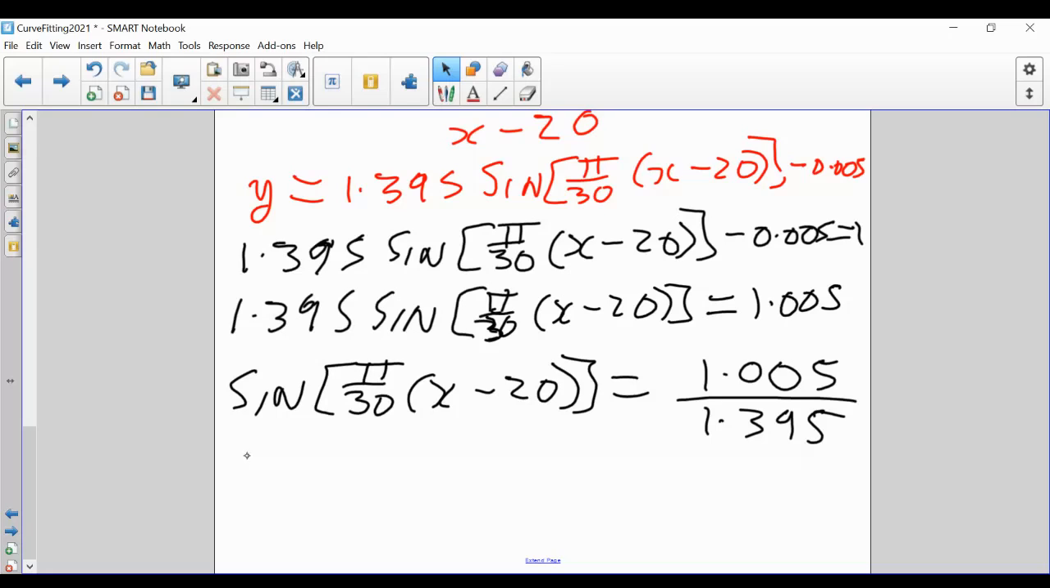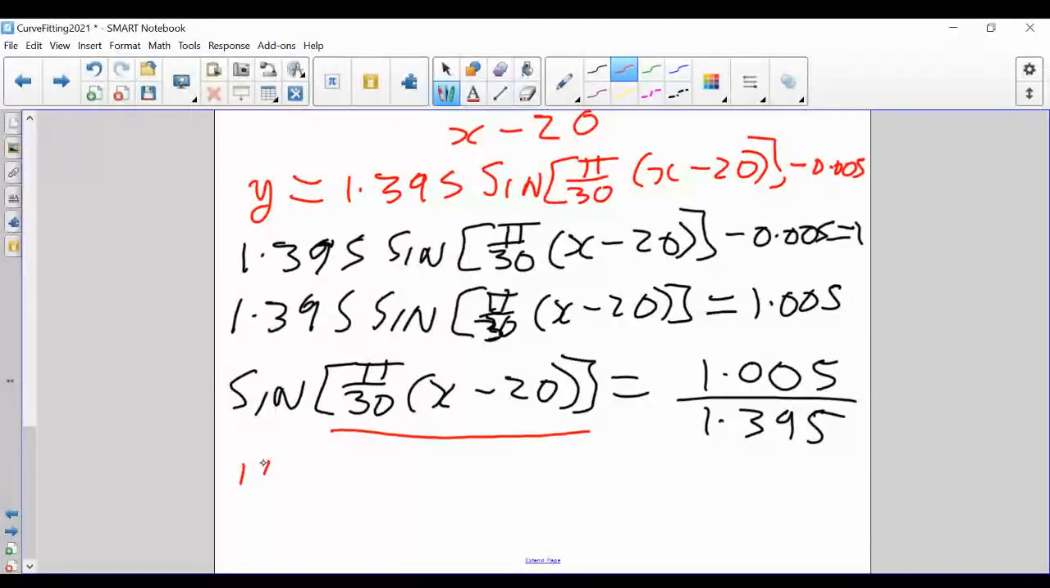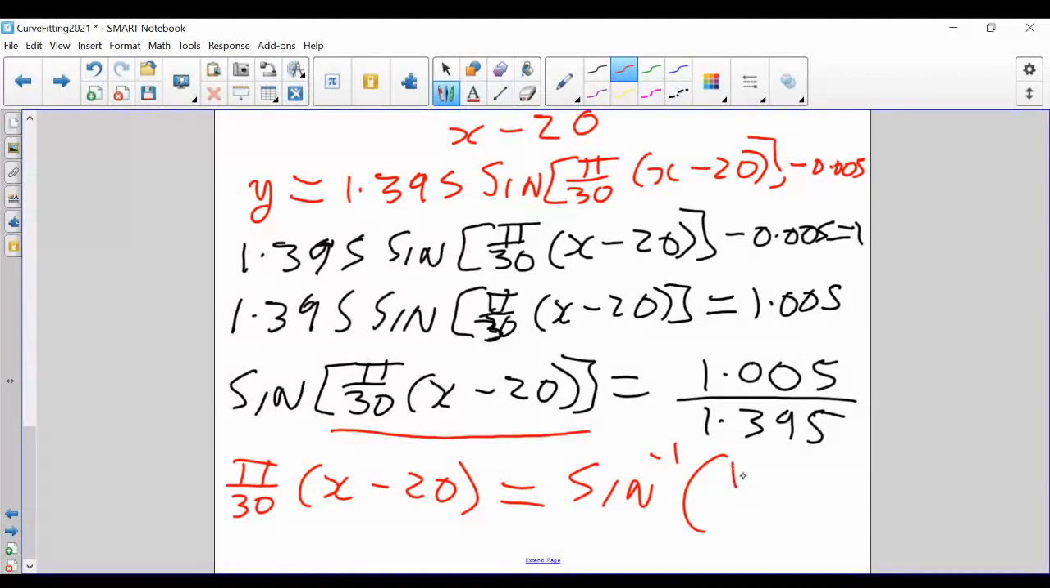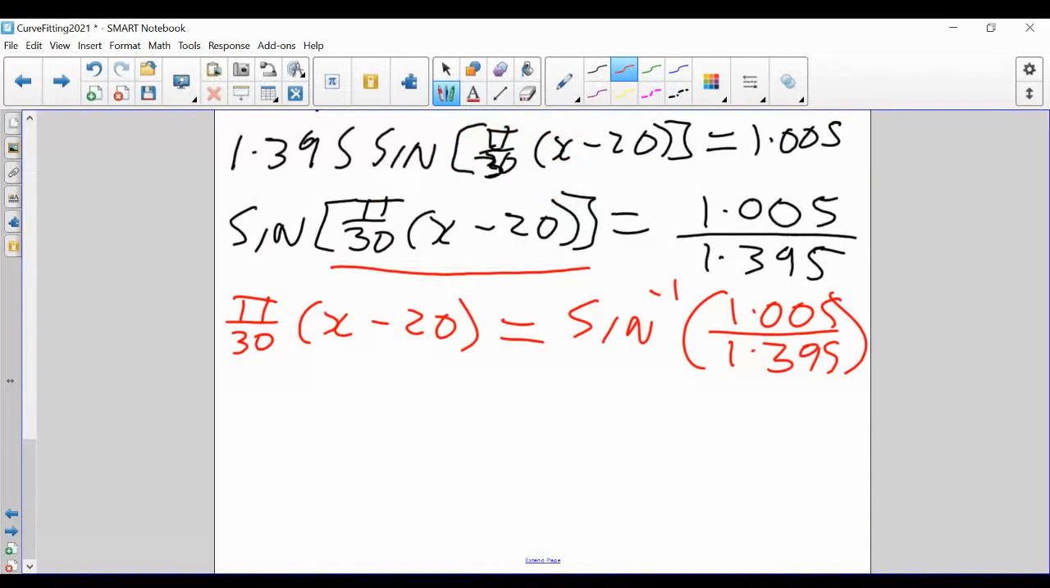So this thing that's left behind, this thing I want to underline here, is going to be what's left behind after I take the sine inverse. So pi over 30 (x minus 20) is equal to sine minus 1 of 1.005 over 1.395. Now, I like to call this thing prime. That's just my way of doing it. You don't have to follow that.